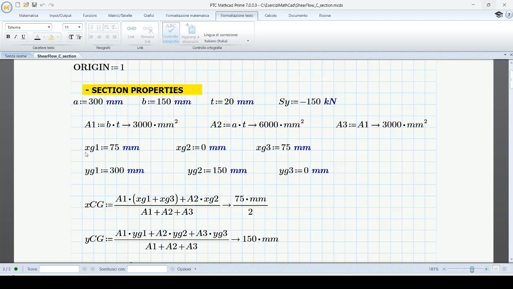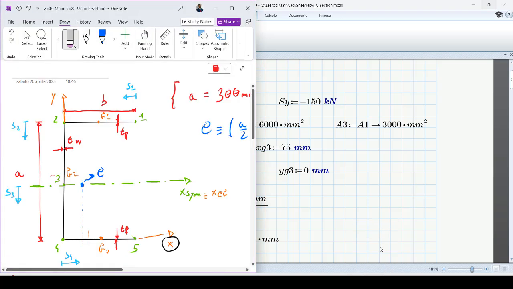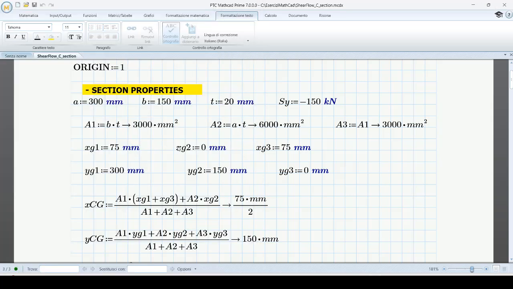Then we have the centroid coordinates xg and yg of the single G1, G2, and G3. For example, we have 75 millimeters, because we are referring to this axis y and x. For G1, xg1 is located at half of b, so b half is clearly equal to 75 millimeters if b is equal to 150 millimeters, and yg1 is equal to a, so a is equal to 300 millimeters. For the other centroids, you can obtain the other dimensions that we see here: xg2 and yg2, and xg3 and yg3.